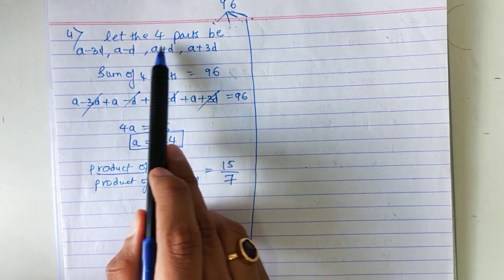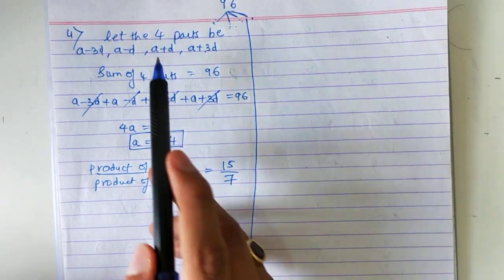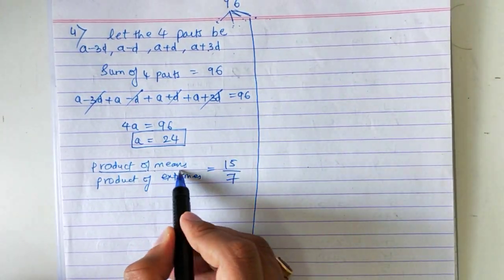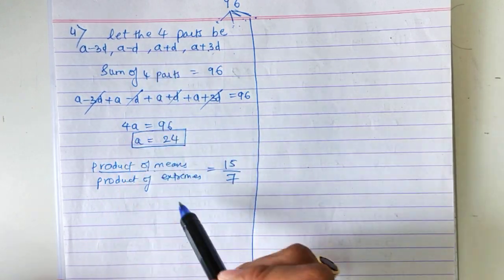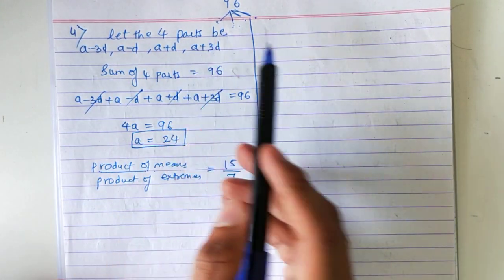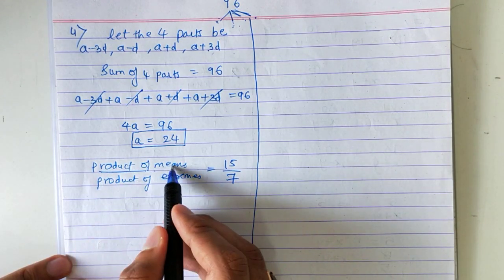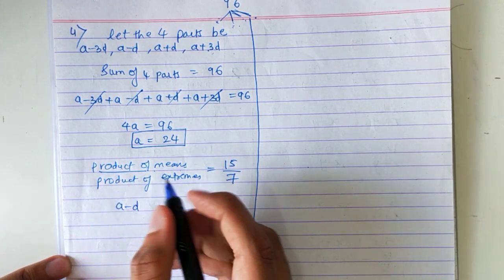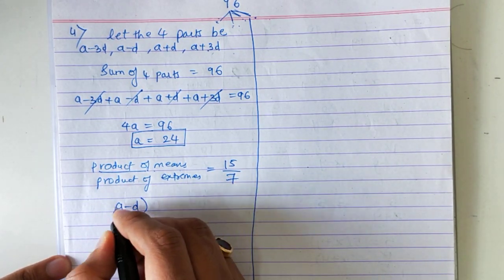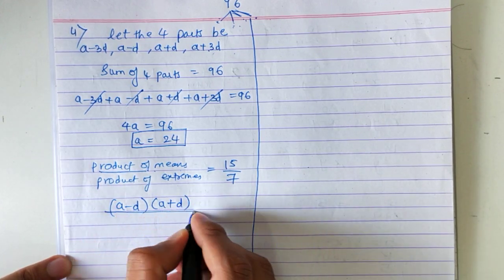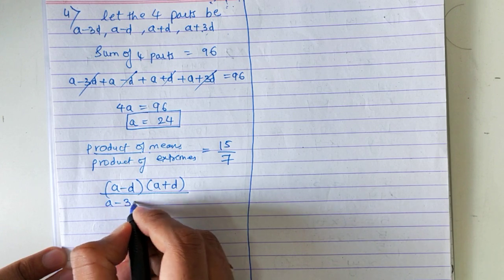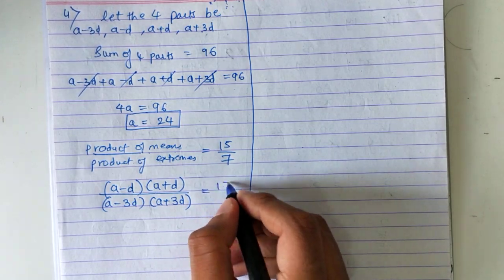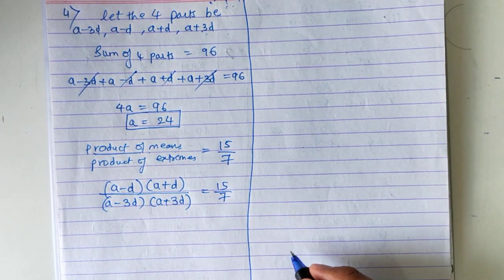So first of all, what is means and what is extremes? So see, these are the 4 numbers. Correct? Means मतलब बीच के 2 नंबर और extremes मतलब last के 2 नंबर. Remember that. Means the 2 numbers which are there in the middle, and extremes means the number which is there in the beginning and in the end. Okay, so product of means you will multiply these 2 numbers. Product means multiplication. Sum होता तो you would have added it. So A minus D into A plus D upon product of extremes A minus 3D into A plus 3D equals 15/7.